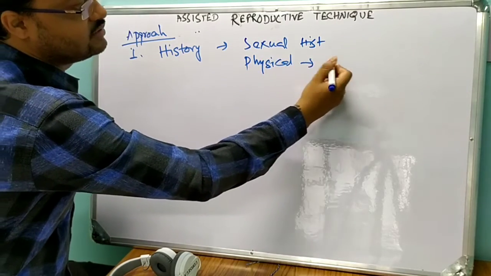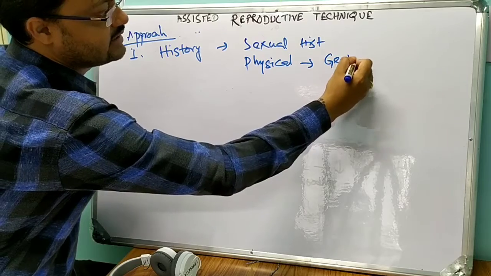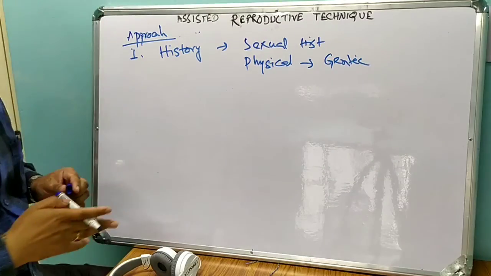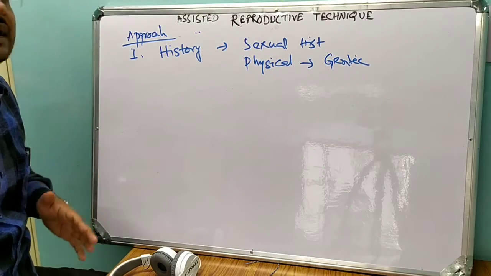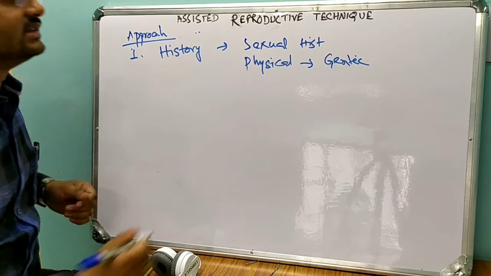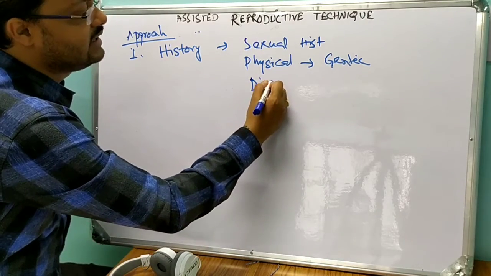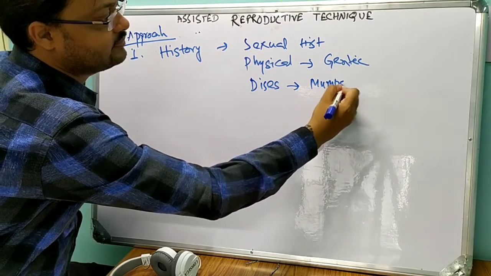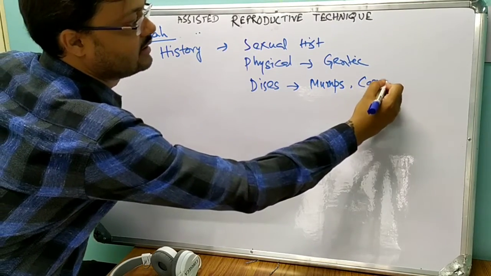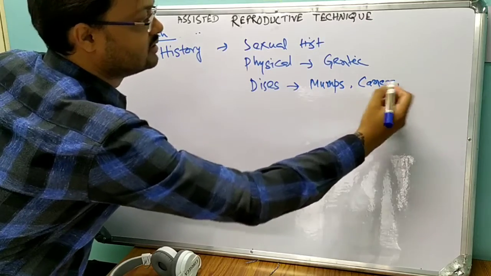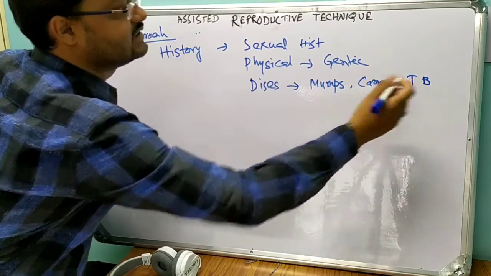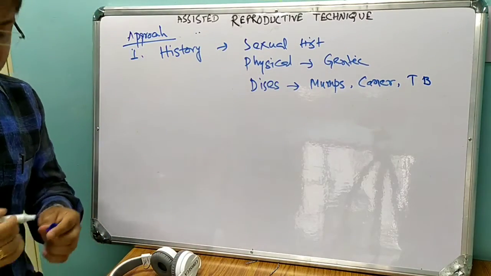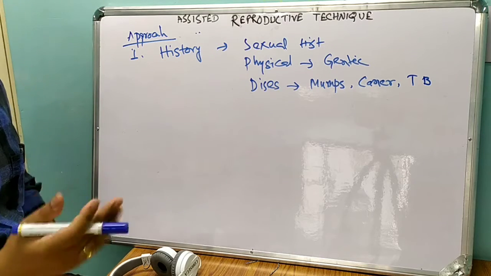Our main target is to determine any kind of genetic defect. And finally, you have to take care of any kind of history of major diseases. So what diseases are we mainly concerned with? Mainly mumps, cancer, and also tuberculosis. These three are very important diseases that lead to infertility.